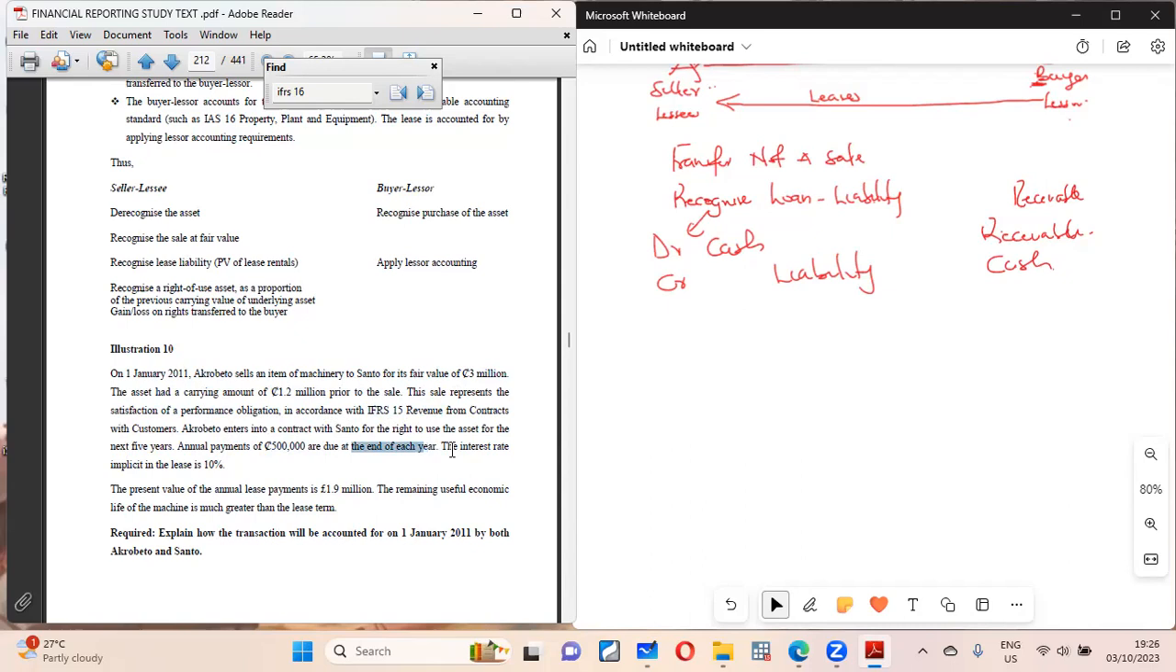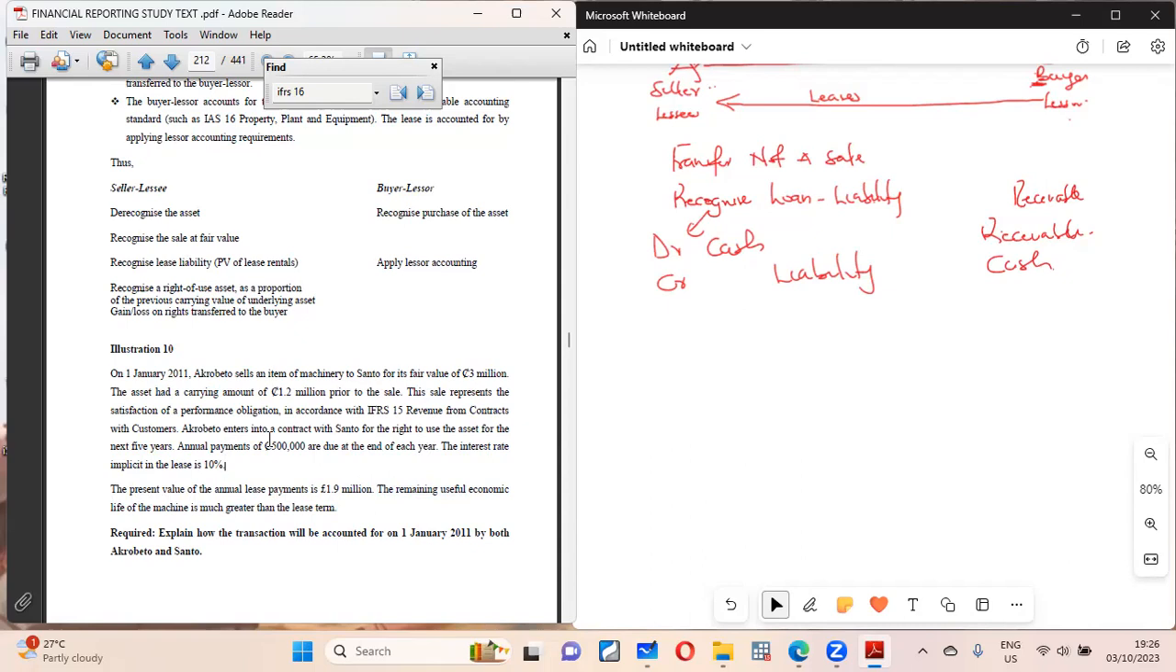The present value of the annual lease payment is 1.9. It should be in cedis, 1.9 million cedis. The remaining useful life of the asset is much greater than the lease term. Of course, even if it is greater than the lease term, we use the lower. All right. So that is that.